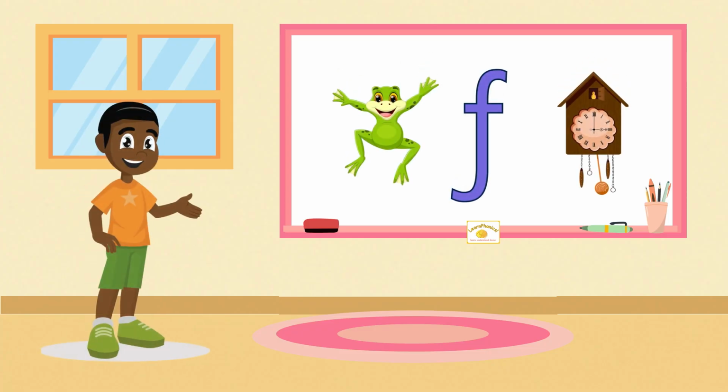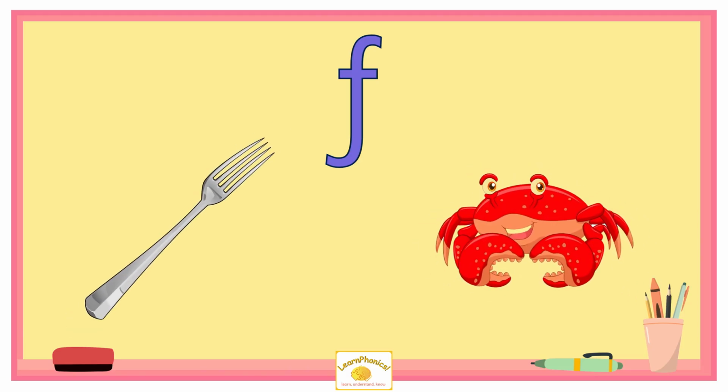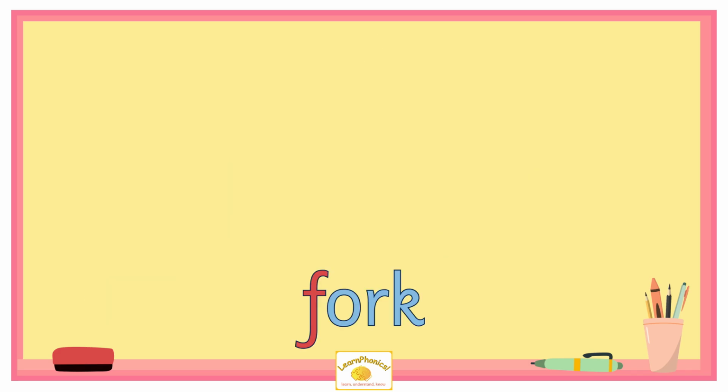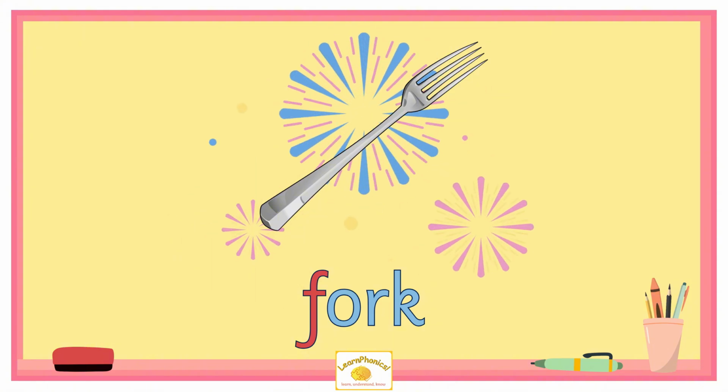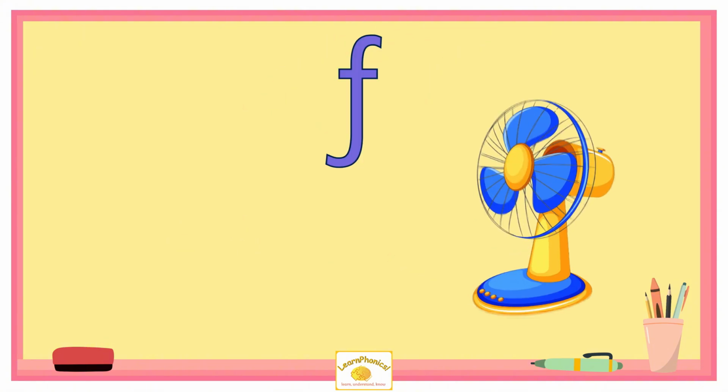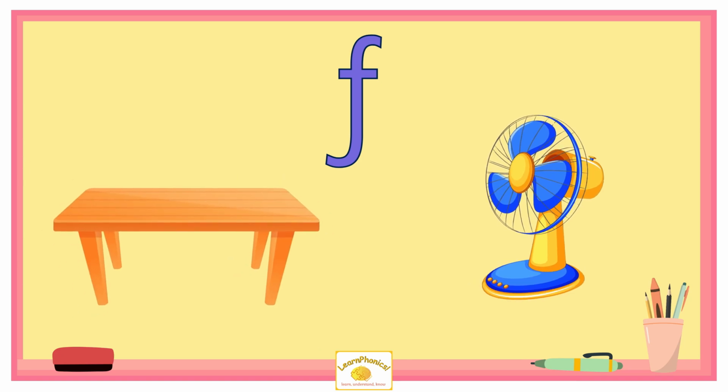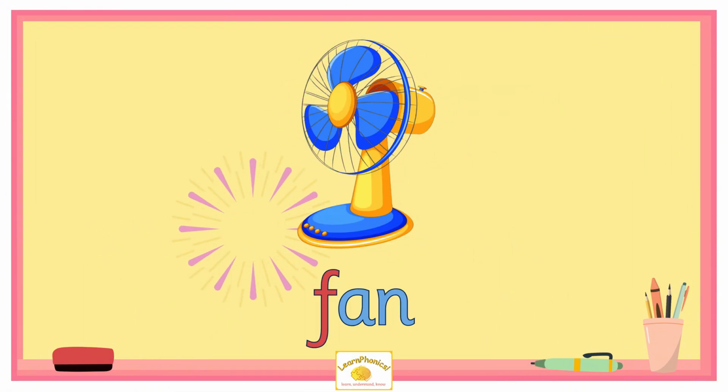Now we're going to look at two pictures and you've got to say which picture begins with the sound F. Are you ready? Fork or crab? Which one begins with F? Well done! Fork begins with F. Fork. Table or fan? Well done! Fan begins with F.